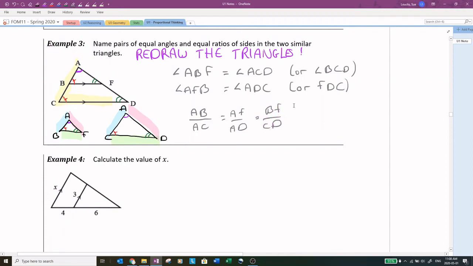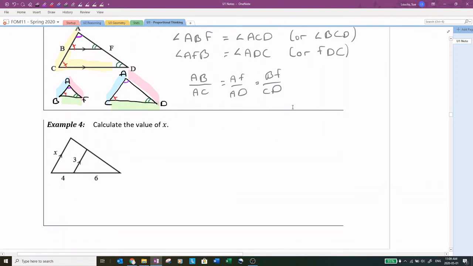Okay. All right, example 4. This is just another example like example 3, only we are asked to calculate something this time. And this is where drawing it out is really going to help you, because you can write the numbers you need in the right place on a drawing that matches what it looks like.